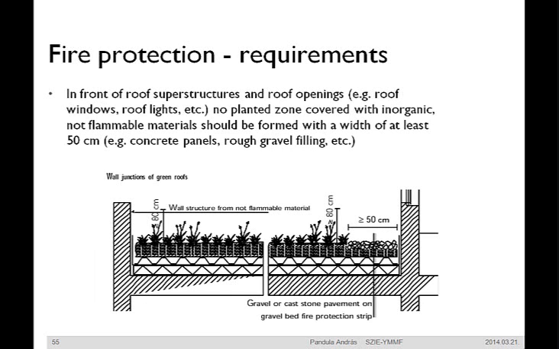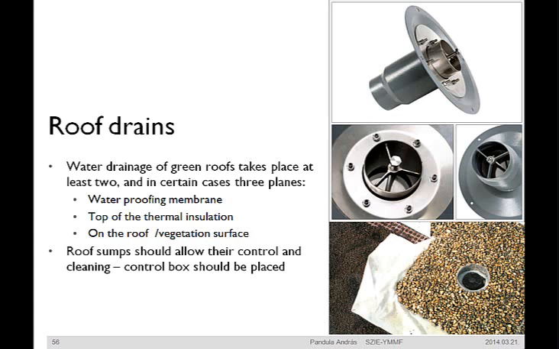In front of roof superstructures and roof openings, a fire strip should be created from non-flammable materials with a width of at least 50 centimeters. The material could be concrete panels, wrought gravel filling, or other fire resistant material.